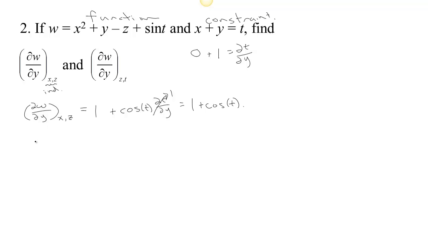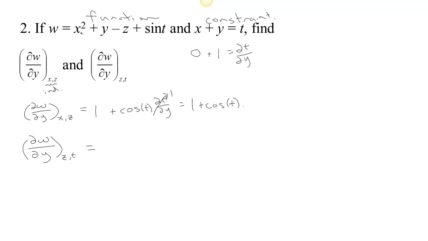So in this second part, they're asking us to find how w changes when you change y, but this time they're saying that z and t are independent. So if z and t are independent and y is also obviously independent, then x must be dependent on y and t. So this time, since x is not in the list, x must be the one that's dependent. So we go to take the derivative.